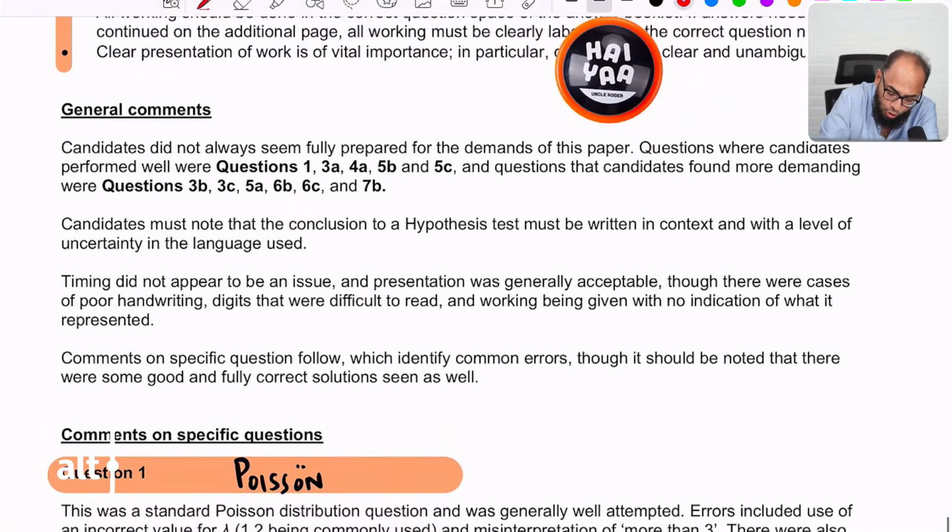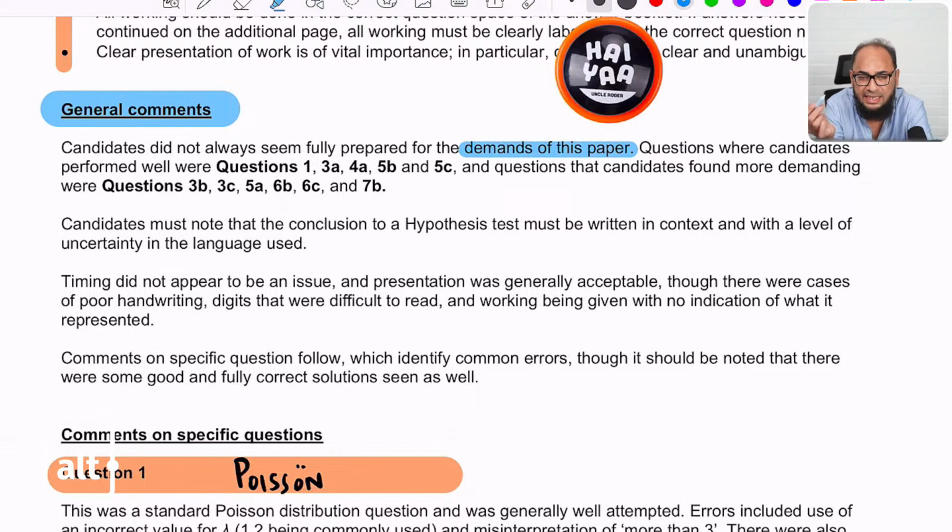Now, the general comments. Let me just highlight this. Candidates did not always seem fully prepared for the demands of this paper. I mean, why? S2 is the easiest. If I compare it with M1, it's very, very easy.